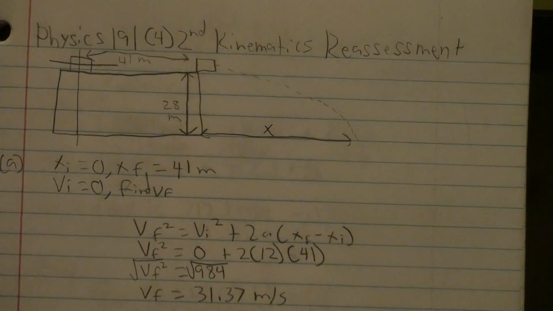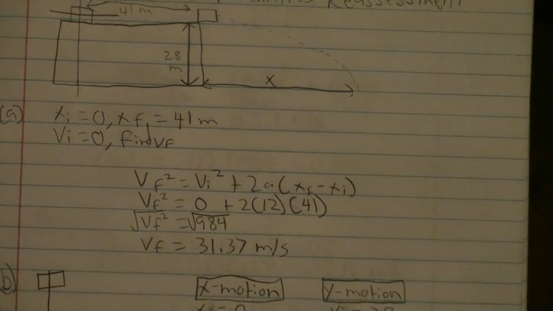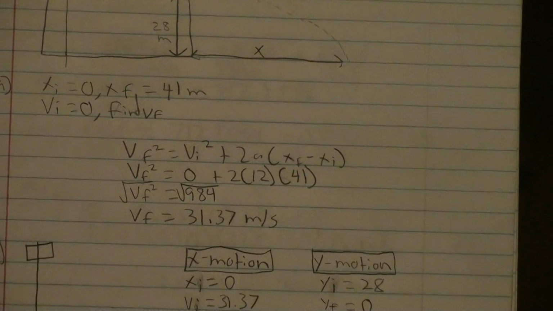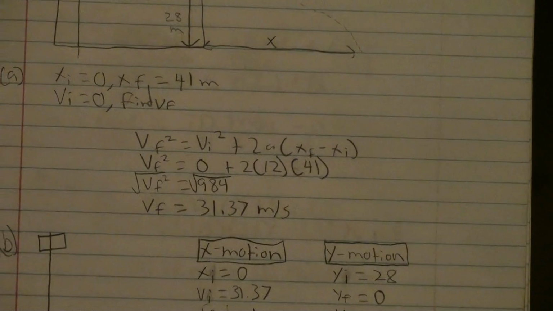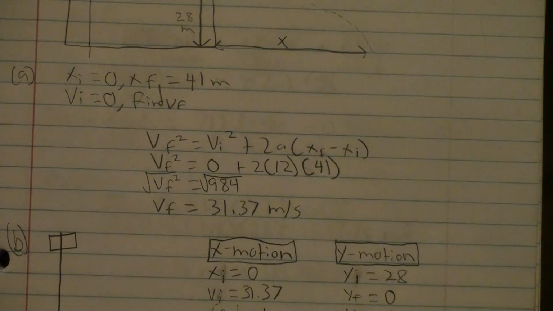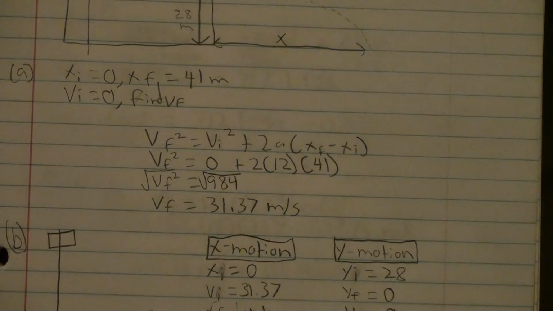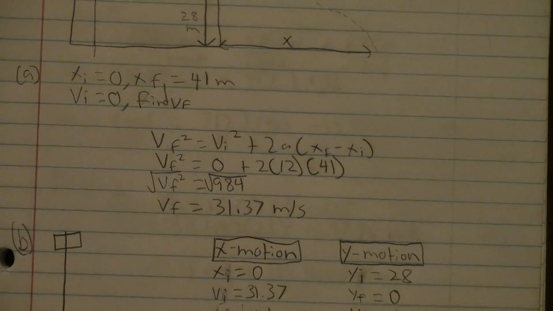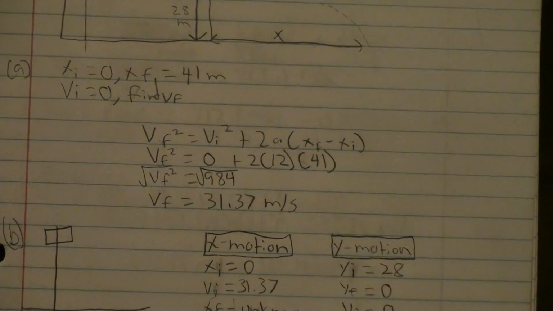So in order to do that, I use this formula just below, which is the final velocity squared is equal to the initial velocity squared plus 2 times the acceleration times the final x minus the initial x. And then after that, I did the final velocity squared is equal to 0 plus 2 times 12 times 41. And then I got that answer out to be 984. And then to find the final velocity, I square rooted both sides of the equation to get final velocity is equal to 31.37 meters per second.